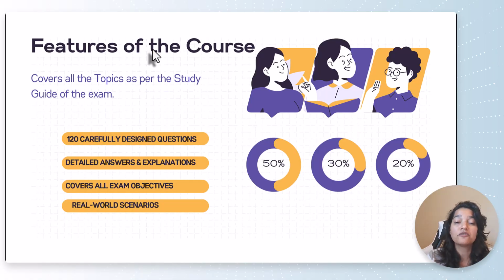So what are all the features of this course? The practice test course covers all the topics as per the study guide of the exam. There are a total of 2 practice tests included with 120 questions, with answers, and explanations are also added to those questions. The questions are very real-world scenario based. They are not straightforward. So just going through this practice test will boost your confidence and help you figure out the areas that you need to pay more attention to.